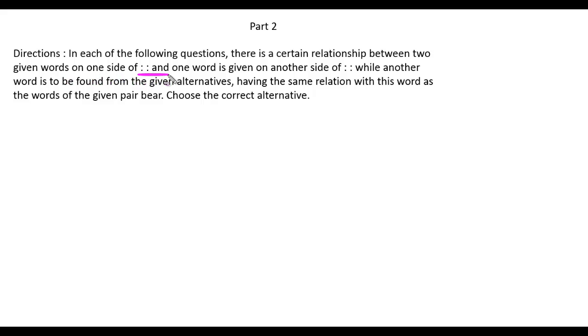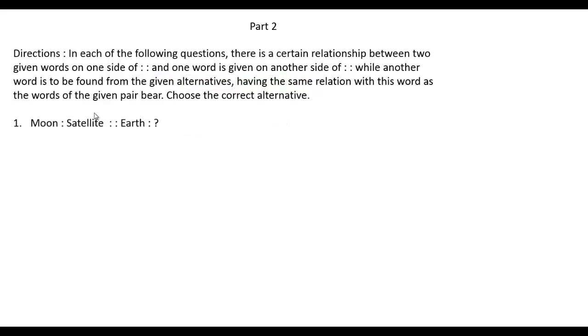On one side of this, one word is given, and on another side of this, another word is to be found from the given alternatives, having the same relation with this word as the words of the given pair bear. Choose the correct alternatives. In the first part, we have seen that there are different groups of relationships. In the same way, here the words are given and you have to find the appropriate word from the given alternatives.